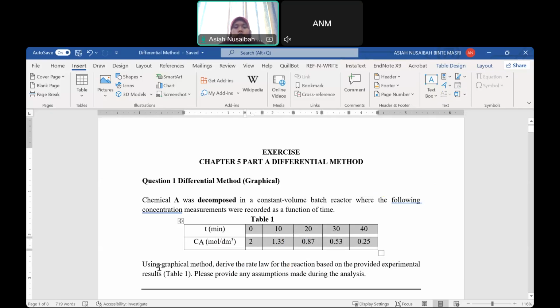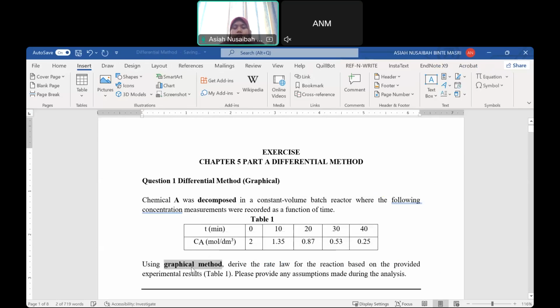All right, so using graphical method, so the question basically we directly mention which method you have to use. Derive the rate law. So they ask us to derive the rate law for the reaction based on the provided experimental results. Please provide any assumptions made during the analysis.